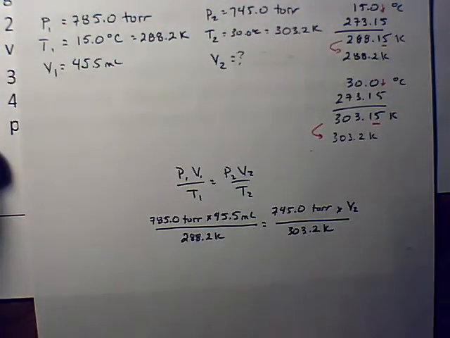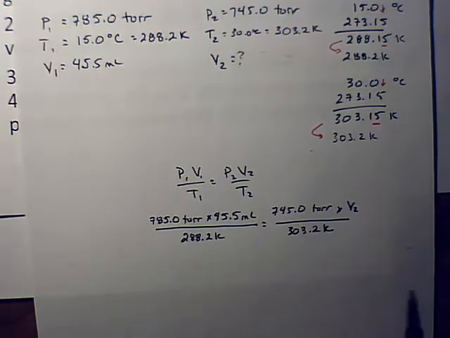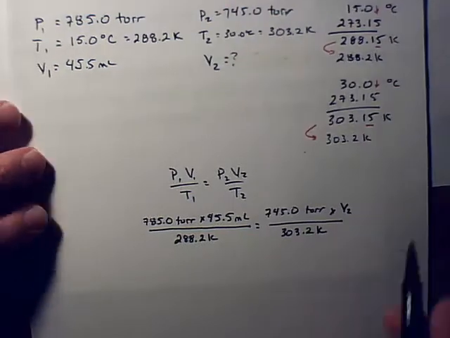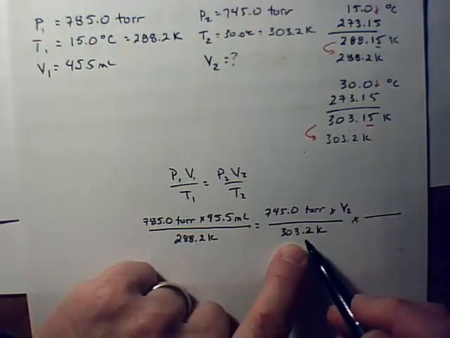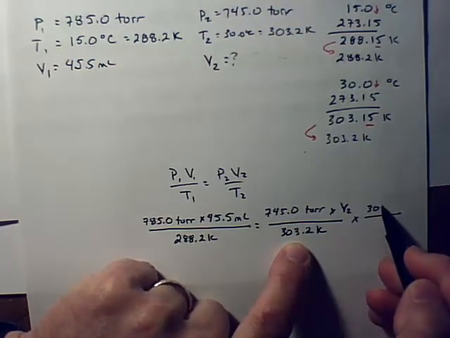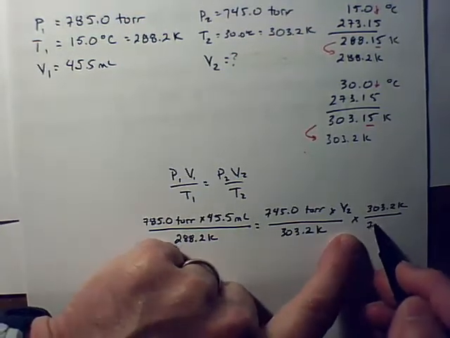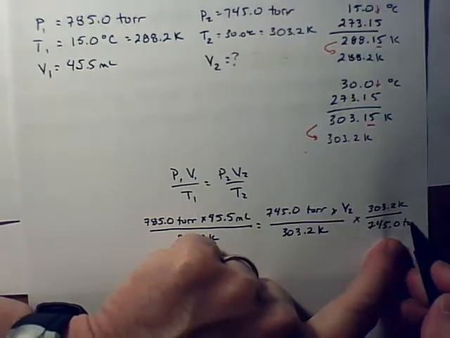And now you need to get this unknown by itself. I call it isolate. You want to get it by itself. That's when you isolate it. And the easy thing to do is you want to multiply by this and divide by that. If you're going to multiply by this, we're going to put it on the top. And we're going to divide by this, 745.0 torr.